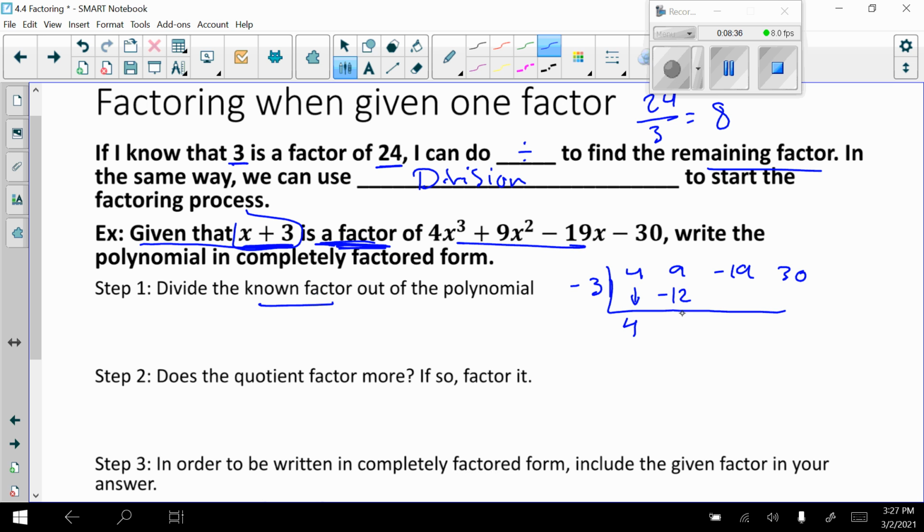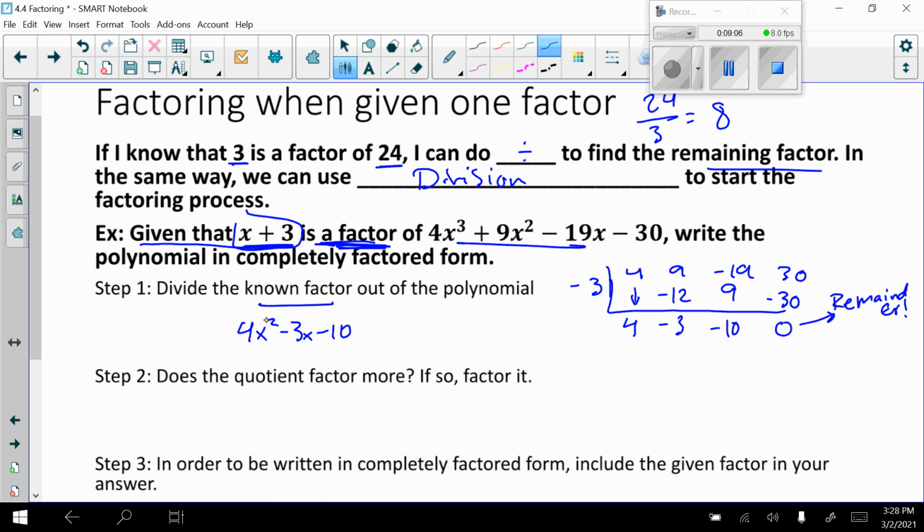So I multiply and then add. That's -3. Multiply, +9. Add, -10. Multiply, -30. Add, that gets me 0, right? And that makes sense because my remainder should be 0 if this thing's really a factor, right? So that works, okay? So if I divide this out, I end up with 4x squared minus 3x minus 10.